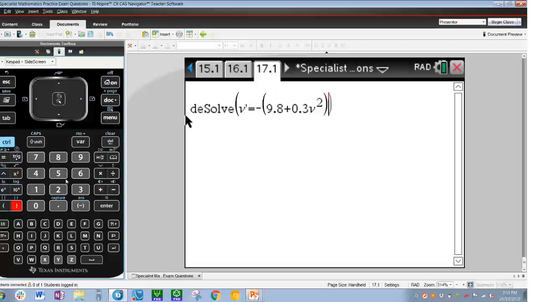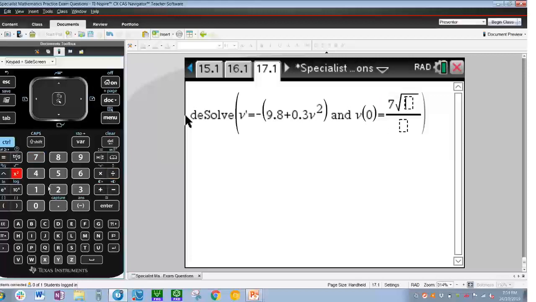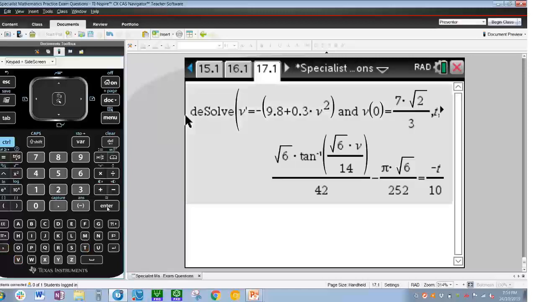Now we need to give it the initial condition. To give it the initial condition, space bar, A and D, space bar, and we're told that the initial velocity is 7 root 2 over 3. So v(0) is equal to 7 root 2 over 3. Control divide, 7 square root 2 over 3. Let's solve that for t, which is the independent variable, and v, which is the dependent variable. Press enter, and now we get an equation that connects v and t together.